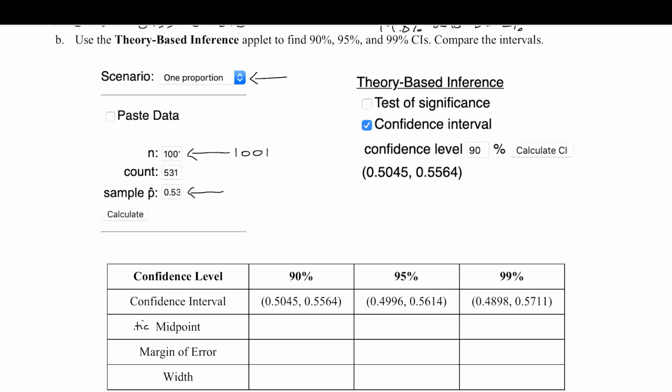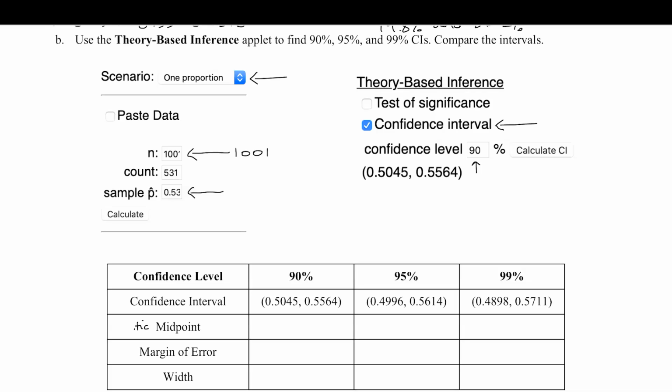Then you're going to go over to the right-hand side of the applet and check the confidence interval box and put in the confidence level of 90%. The default is to have 95% there, but you can change it to 90% and then click on Calculate Confidence Interval, Calculate CI, and you should come up with the 0.5045 up to 0.5564 interval.